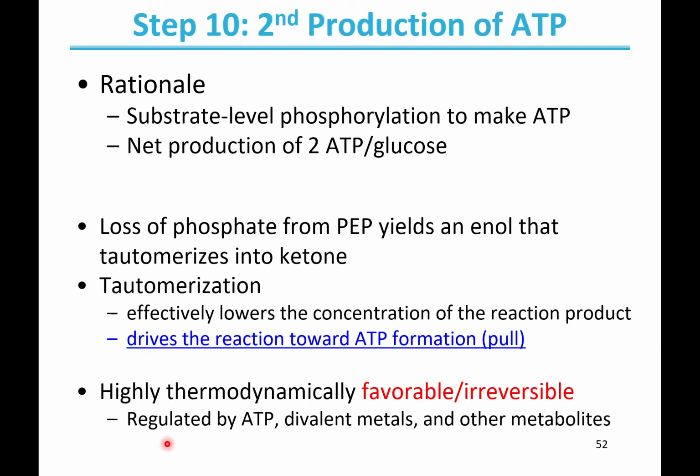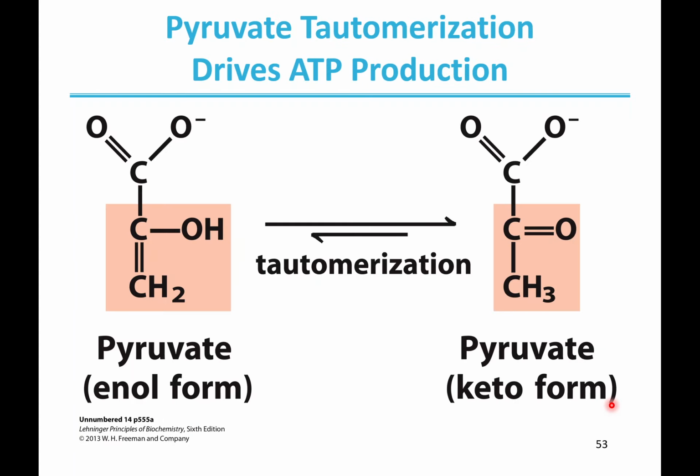So this is one of the steps that needs to be bypassed when we do gluconeogenesis. This is also a regulated step. It's regulated by ATP concentration, divalent metals, and some other metabolites that we'll talk more about when we talk about regulation. And tautomerization is shown here.